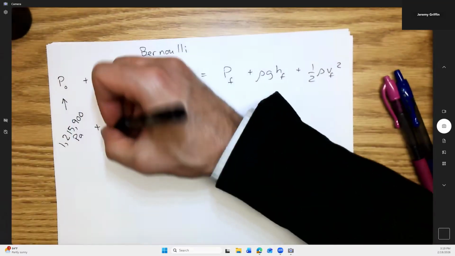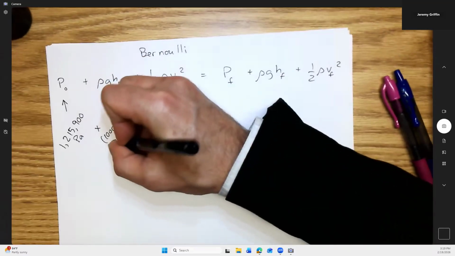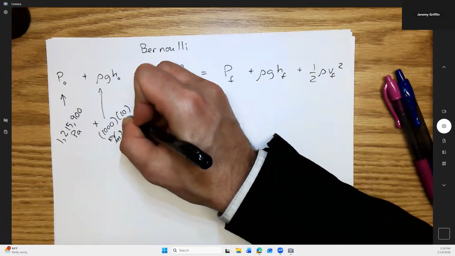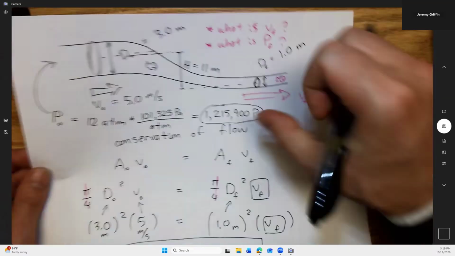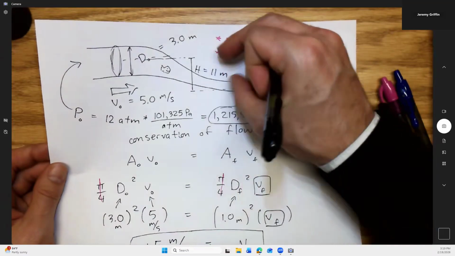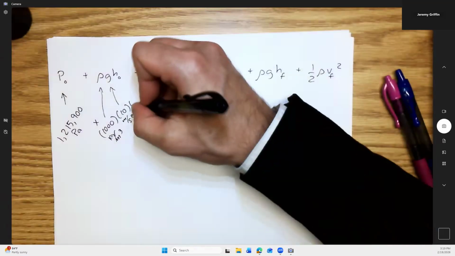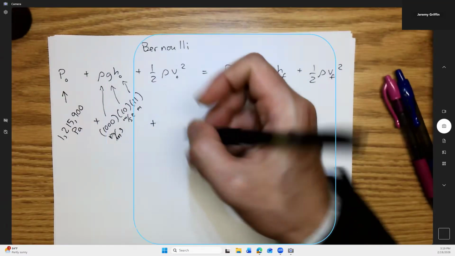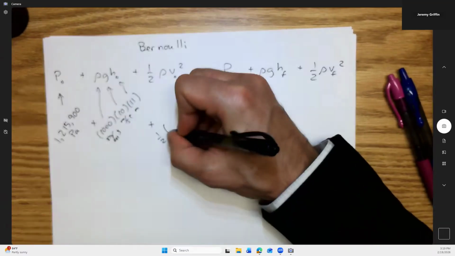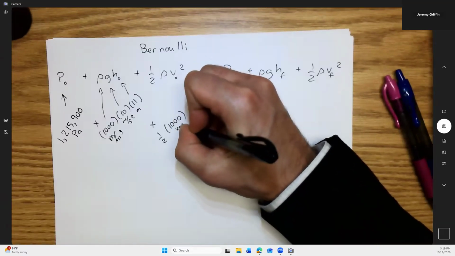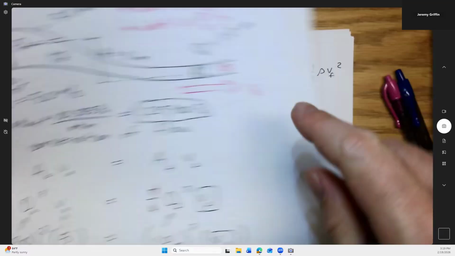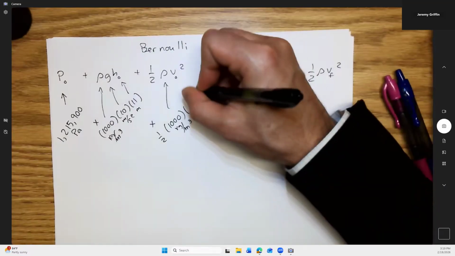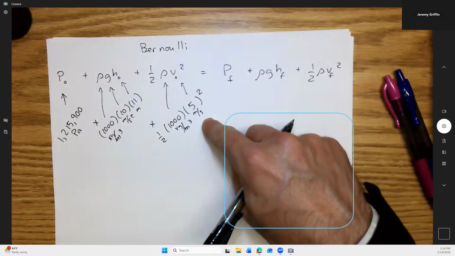I've got 1,000 kilograms per cubic meter. That's the density of water. Let's go 10 meters per second squared, the gravity field. And what's the initial height up here? 11 meters. It's elevated at 11 meters. That's that h naught. Then plus, here I've got 1/2 times the density of water, 1,000 kilograms per cubic meter. The initial speed of the water I gave is 5 meters per second. And don't forget to square that 5.